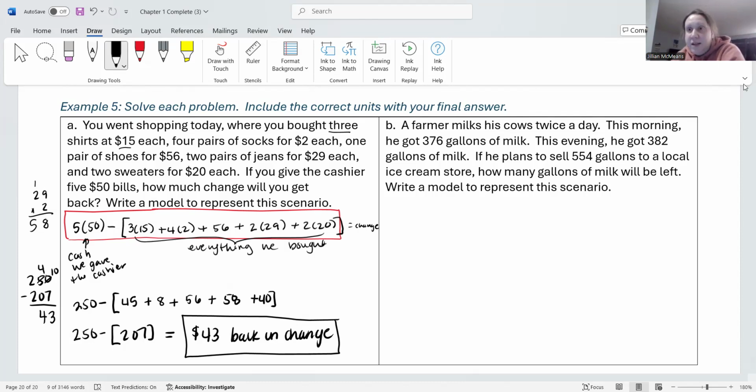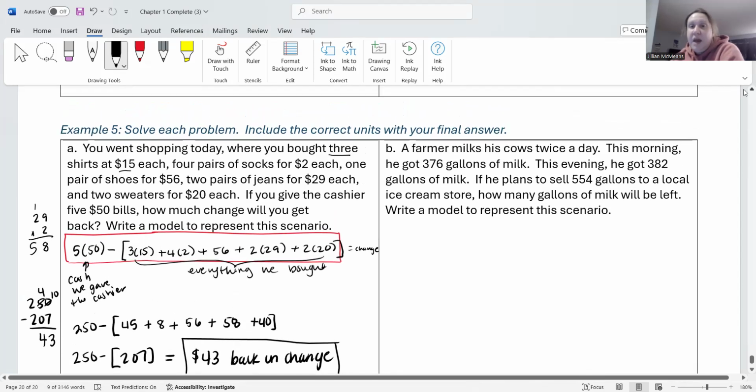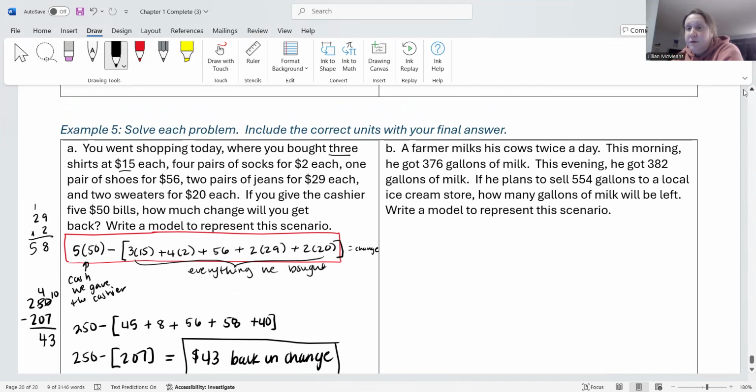All right, finally, let's see here. So for part B, a farmer milks his cows twice a day. This morning, he got 376 gallons of milk. This evening, he got 382 gallons of milk. If he plans to sell 554 gallons to a local ice cream store, how many gallons will be left? Write a model to represent this scenario.